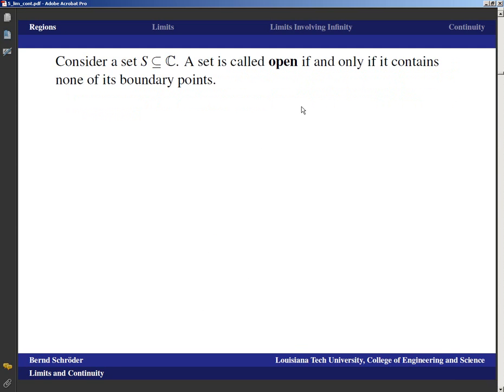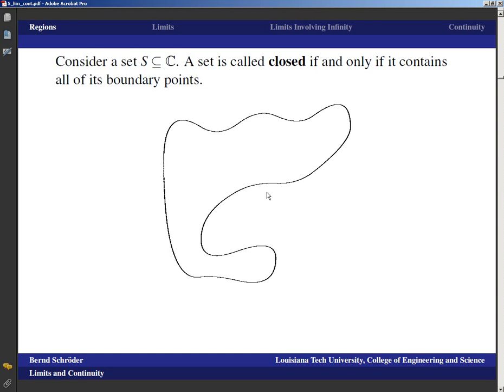A set then is called open if and only if it contains none of its boundary points. And typically I will indicate that by having a dotted boundary. That means we're interested in the region that is indicated inside that boundary, but the boundary itself is not a part of the whole thing. A set is called closed if and only if it contains all of its boundary points. That's usually indicated with a solid boundary line here.